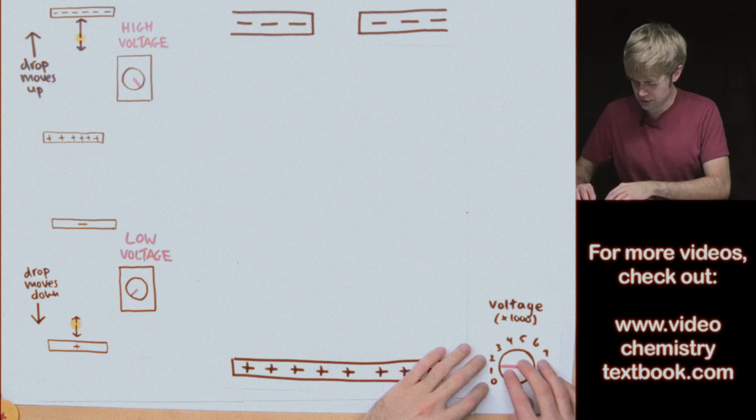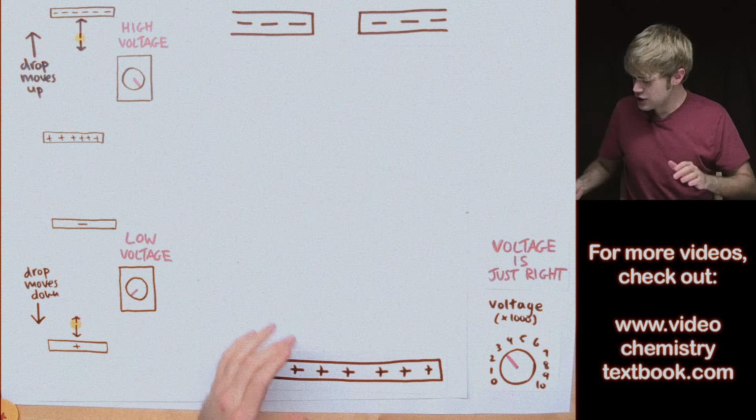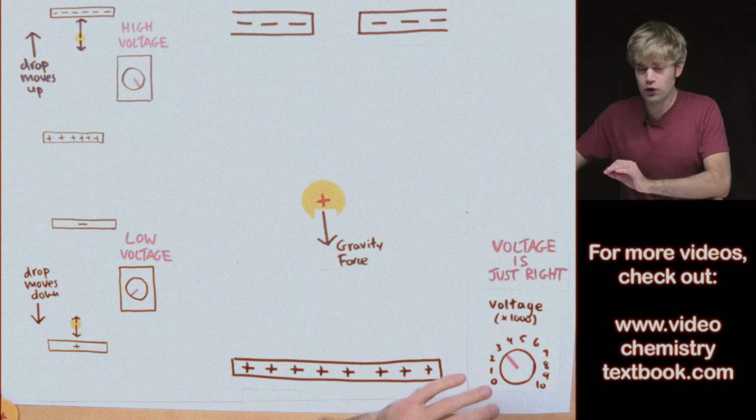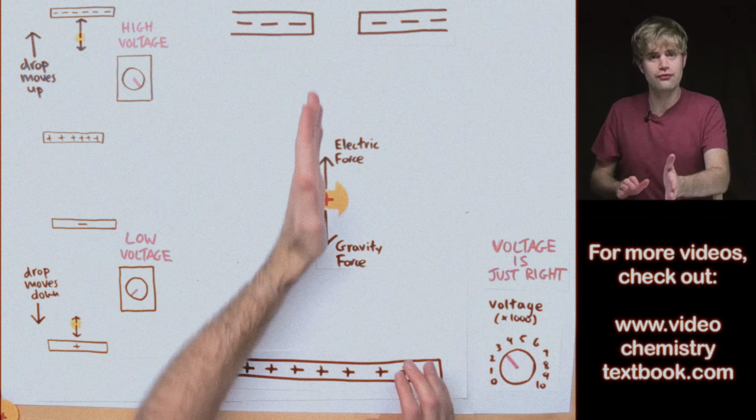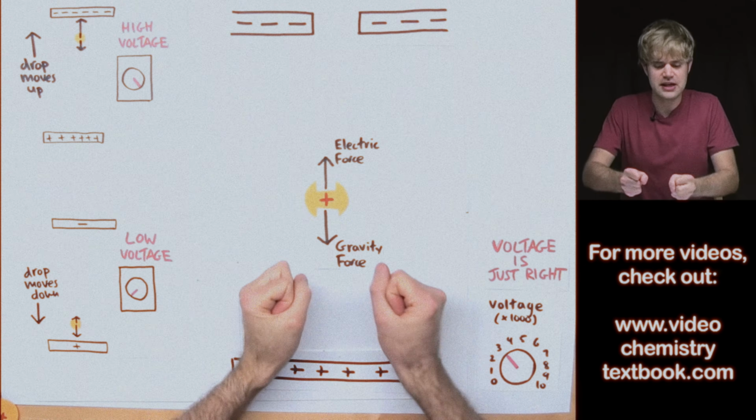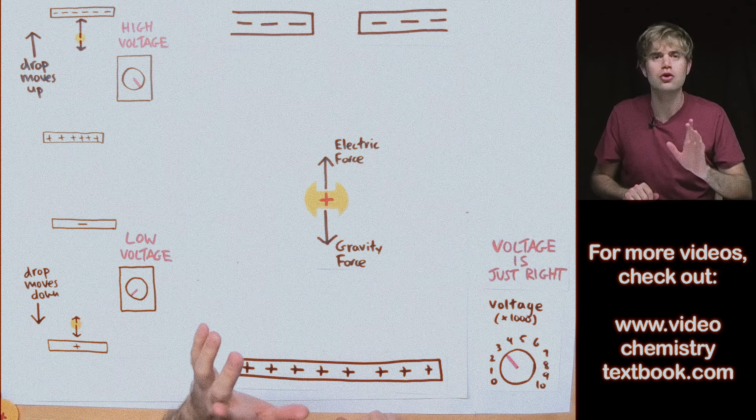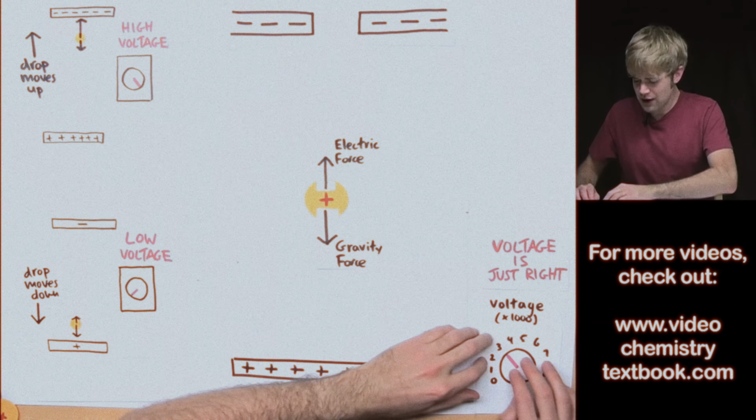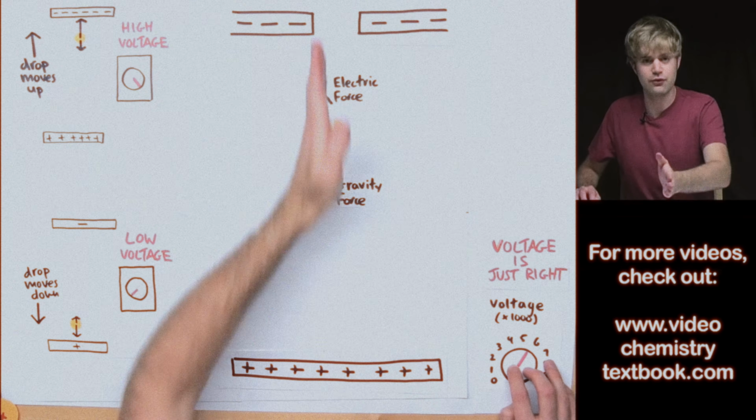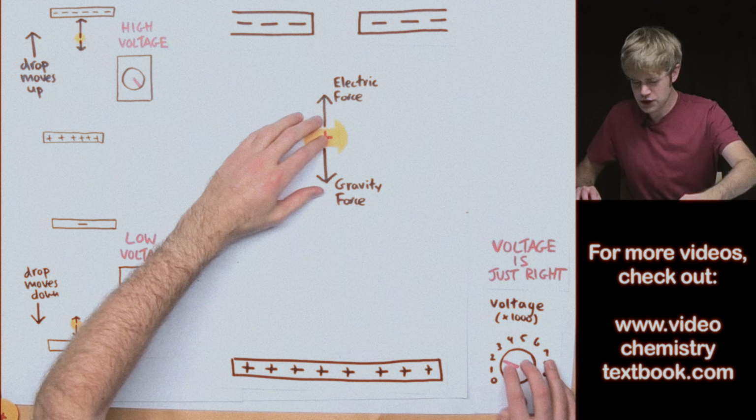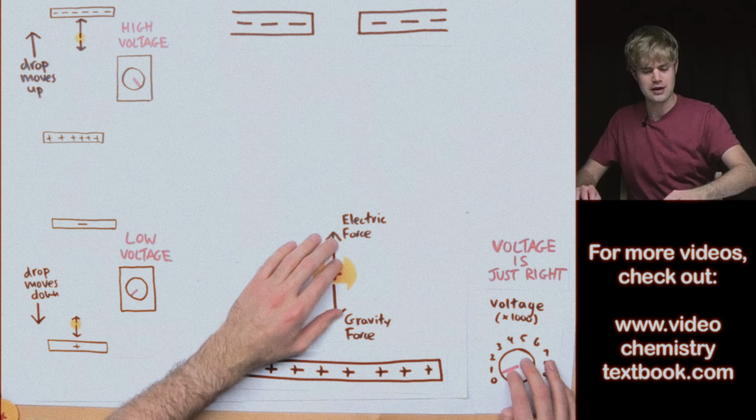What if we could adjust the voltage so that it is just right? And by just right, I mean that we find a voltage where the upwards electric force on the droplet gives exactly the same amount of pull as the downward gravity force. If the voltage is a little too high, the electric force is going to be bigger than the gravity force, so the drop moves up. If the voltage is a little too low, the electric force is going to be smaller, so the gravity force wins and the drop moves down.